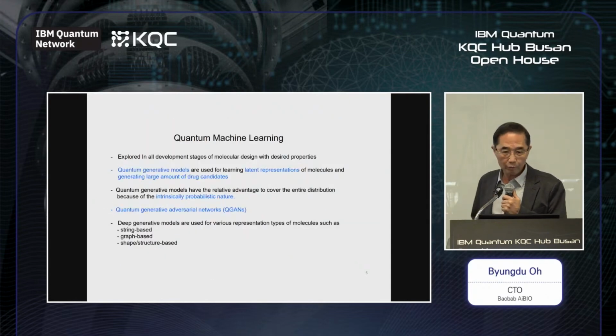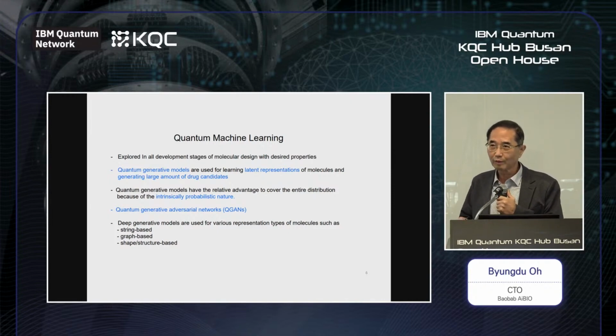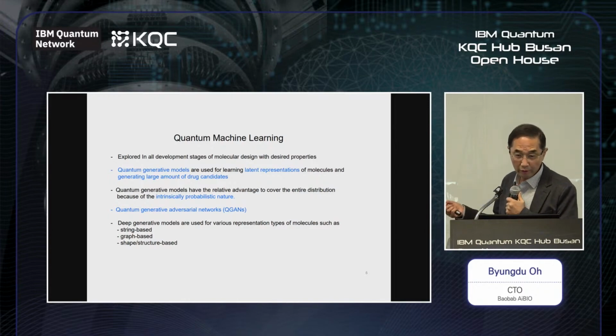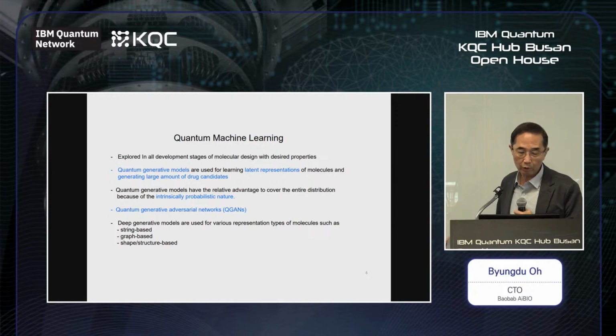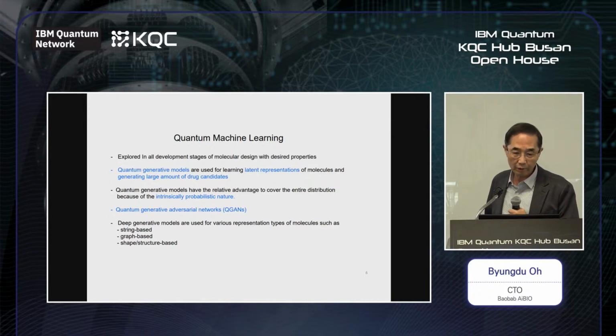And then quantum machine learning. You have already gotten a very good introduction from the previous speaker, Professor Park. Quantum machine learning is explored in all development stages of molecular design with desired properties. And quantum generative models are used for learning latent representations of molecules and generating large amounts of drug candidates. I will explain this in a little more detail.